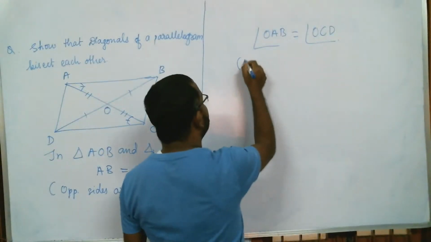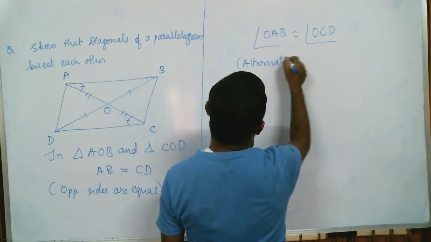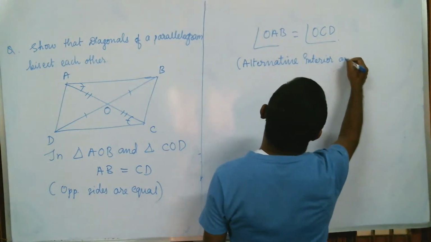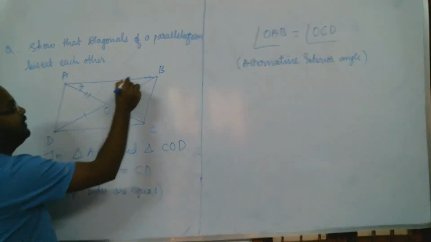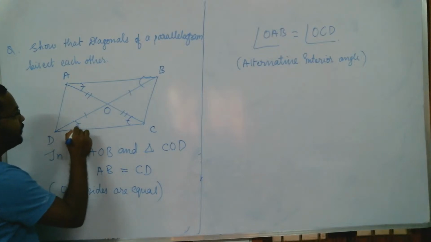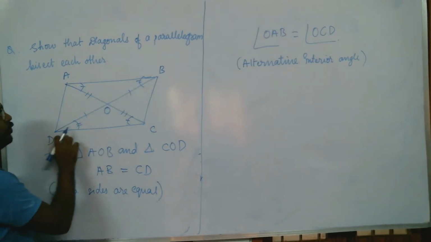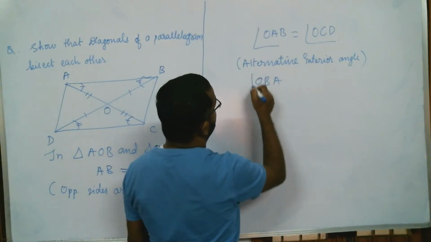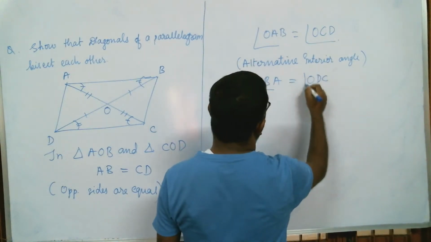So this reason is alternate interior angle. And in the same way, these angles are also equal. Angle OBA is equal to angle ODC.